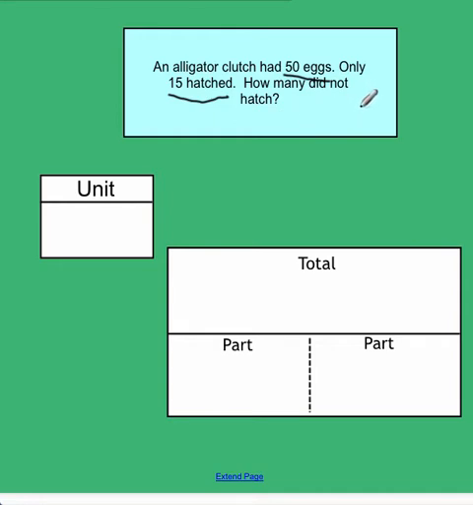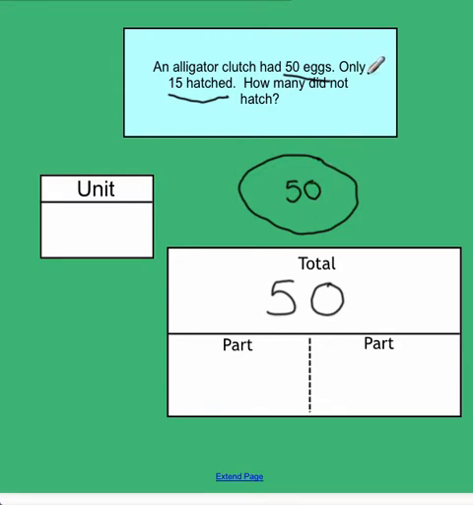This kind of problem is tricky. It actually gives us the total first, okay? So we have a total up above of 50 eggs. That's how many eggs there were all together. For this kind of problem, the diagram's helpful, but so is a picture. I'm going to go ahead here and draw an imaginary clutch. I know that inside this clutch there was a total of 50 eggs.